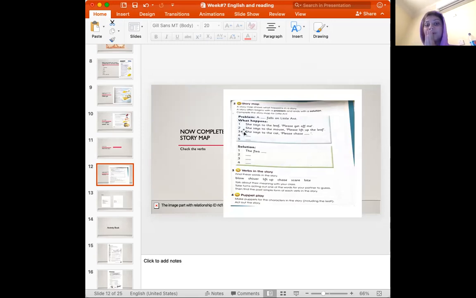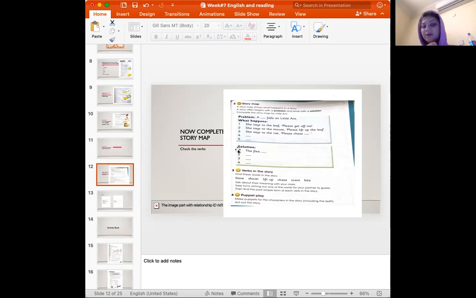Okay? The problem was a leaf falls on little ant. What happens? She says to the leaf, please get off me. She says to the mouse, please lift up the leaf. She says to the cat, please chase the mouse. She says to the dog, please scare the cat. A flea hears the little ant. So this was the problem.